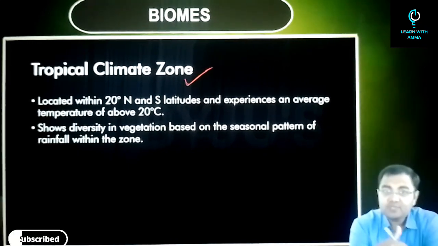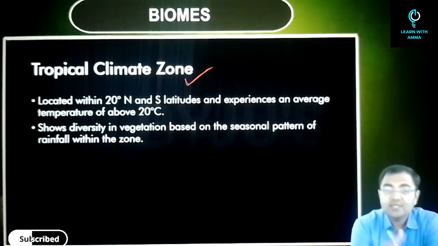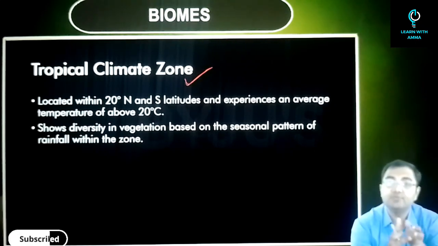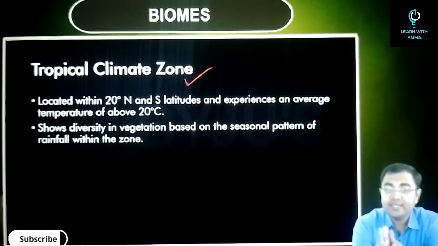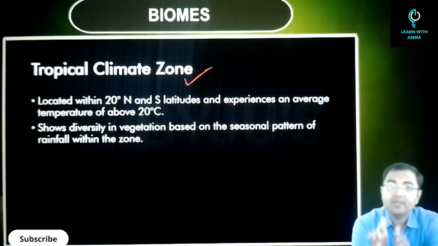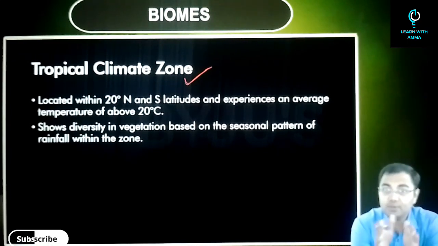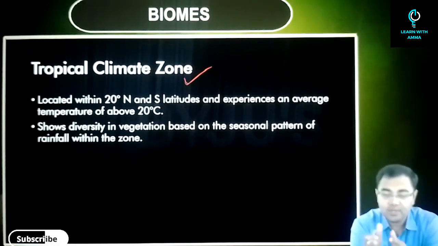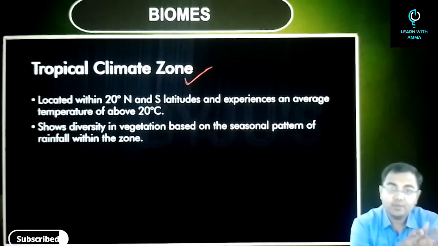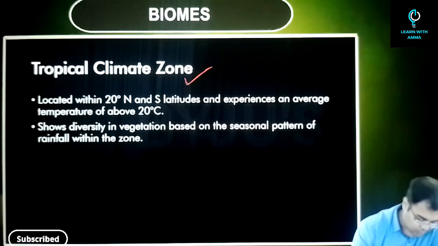Now, apart from this, one more factor that plays a role here is the seasonal variation in the rainfall. The rainfall has been observed to be very high in the areas which are very near to the equator, but as you go away from the equator, you will see that there are patterns of high rainfall and low rainfall. So let's look at the different kinds of biomes that we have in the tropical climate zone.